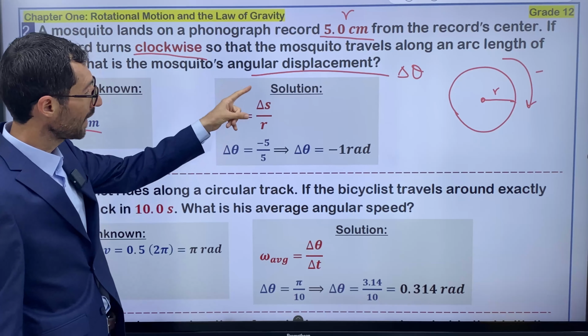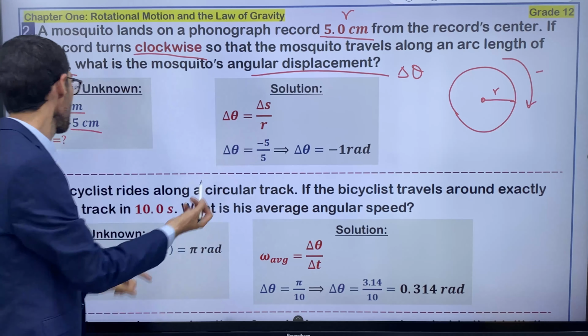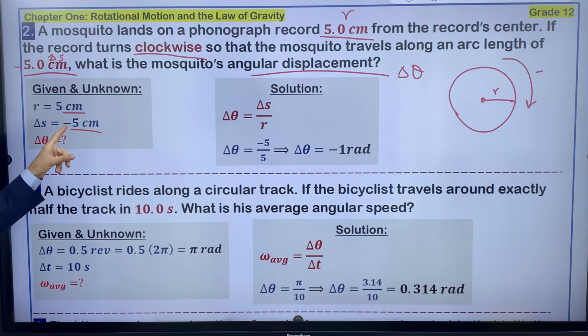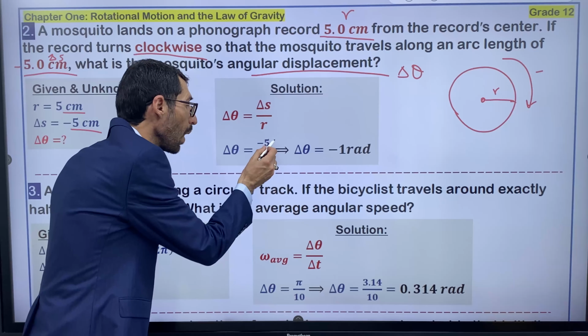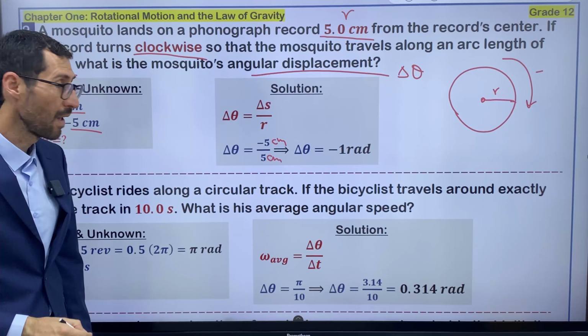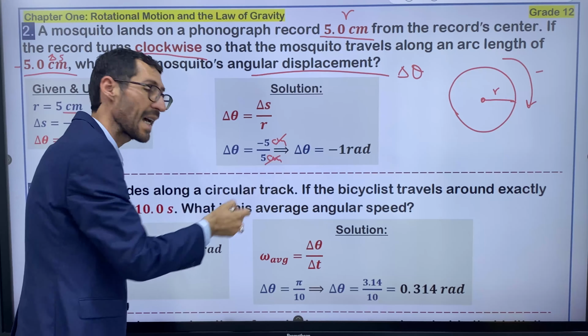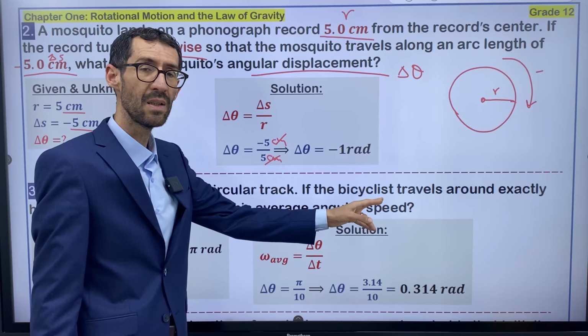Delta theta is equal to delta S over R. This is the rule. Delta S means negative 5 divided by R, 5 centimeters. So both of these values are in centimeters. That's why they cancel out each other. Delta theta is equal to negative 1 rad.